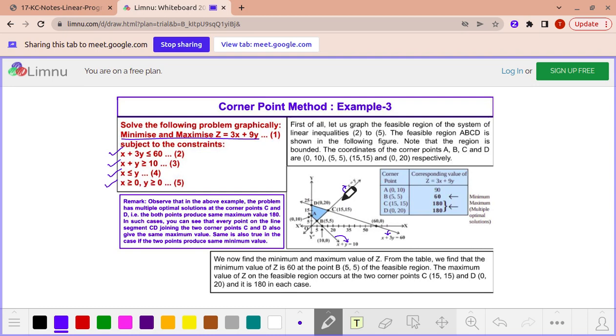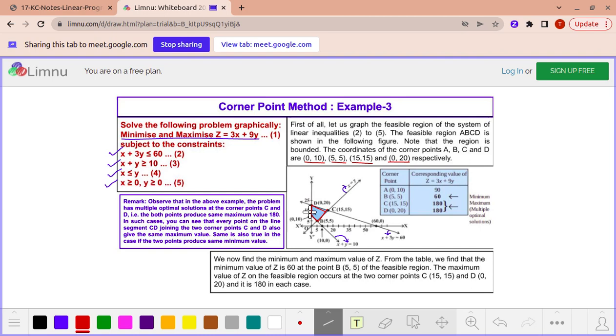Now if we draw all these straight lines and then find the overlapped region, we will get the overlapped region as A, B, C, D, with point A having the coordinates 0, 10, point B having the coordinates 5, 5, point C having the coordinates 15, 15, and point D having the coordinates 0, 20. So you see, dear students, that becomes the A, B, C, D, correct? We found the coordinates of these points.